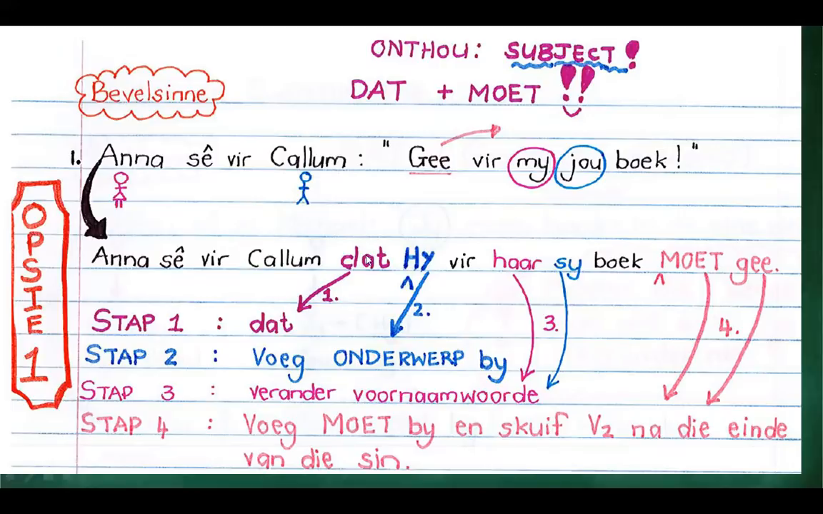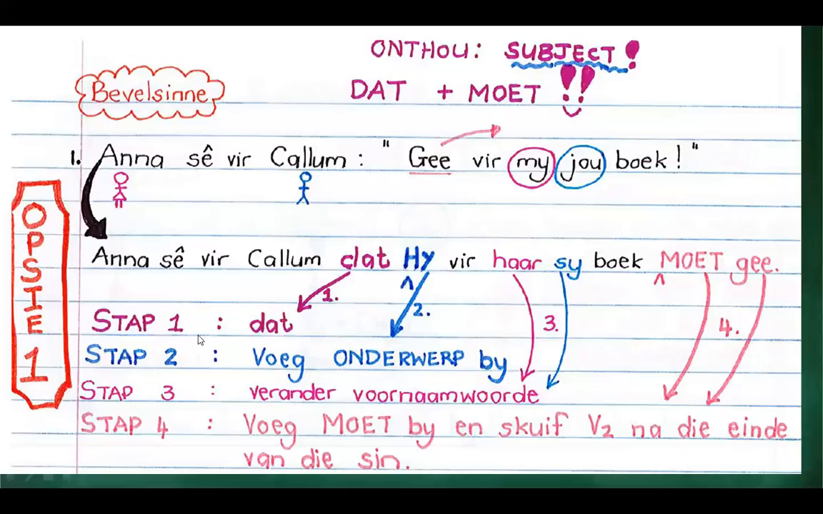Step one, you put dat. Step two, nou moet jy 'n onderwerp byvoeg. You have to add a subject. Because it's an instruction, the subject has fallen away. She's giving Callum an instruction, so it becomes dat hy vir haar sy boek. Now, because it's an instruction, I need to remember to add moet here. So this is a little bit more complex.